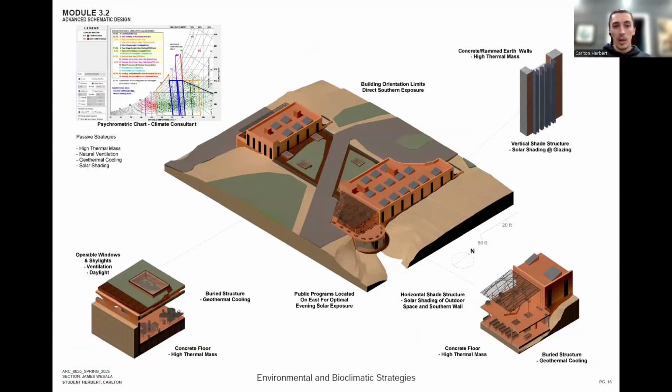The environmental bioclimatic strategies here are mostly connected to the building being sunken into the earth, with lots of skylights and some natural ventilation, and then playing off of the concrete and rammed earth, which gives a high thermal mass to the building.